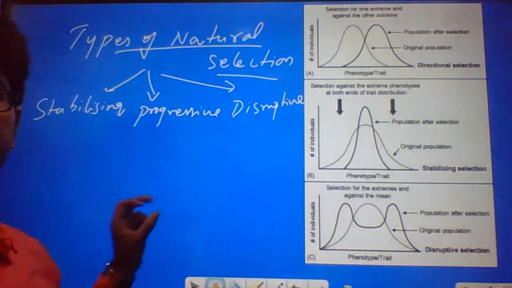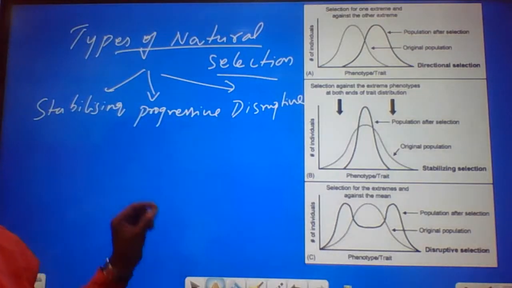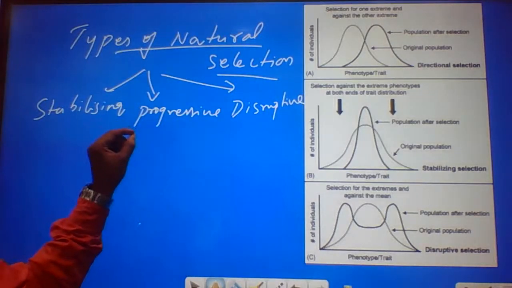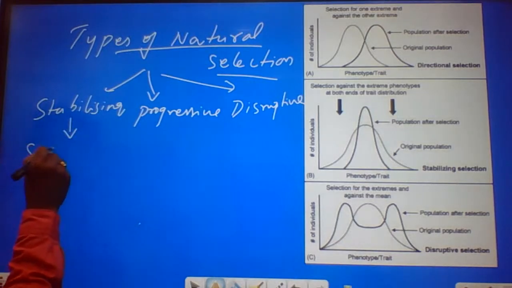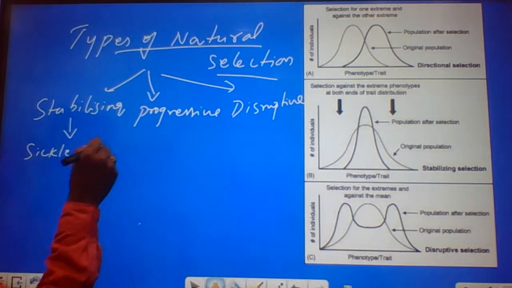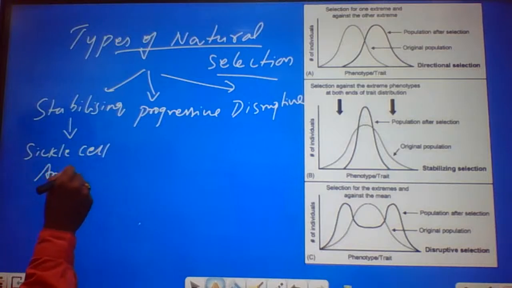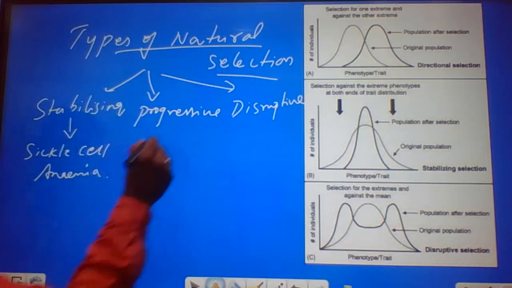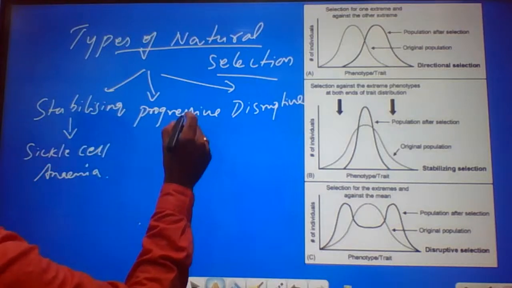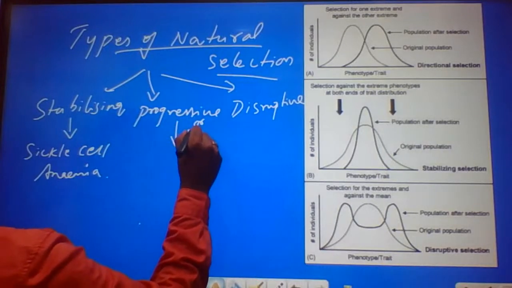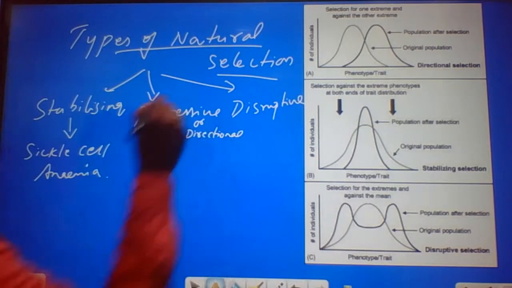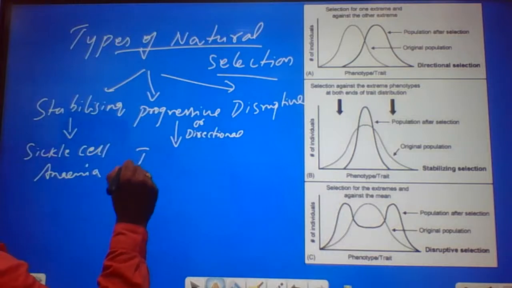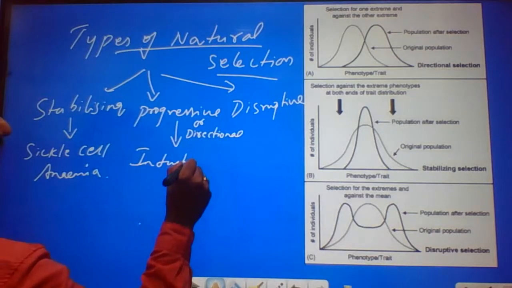I'm just going to give one example under each category so that you can understand what exactly this means. Stabilizing, example: sickle cell anemia. Progressive can otherwise be called directional. This is also called directional natural selection, so directional is the other name for progressive. Example: industrial melanism. Just now we discussed this, right?